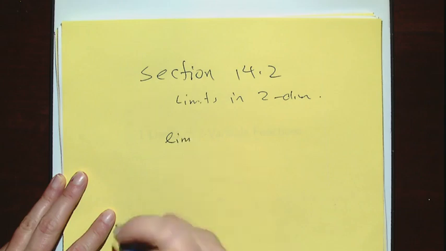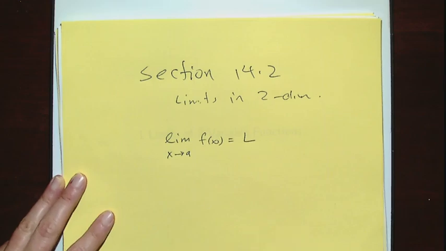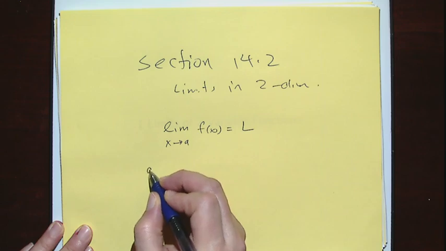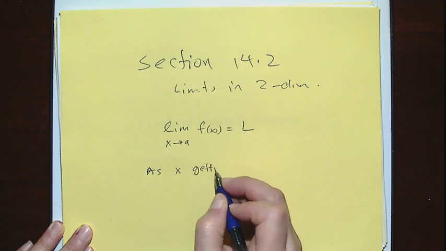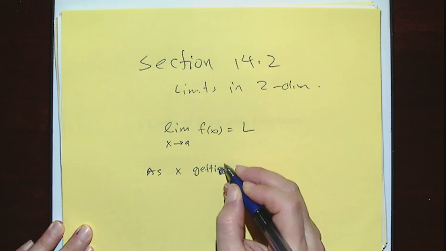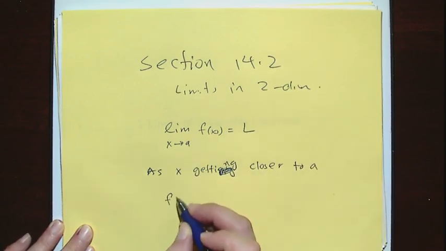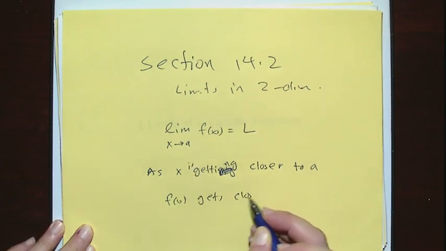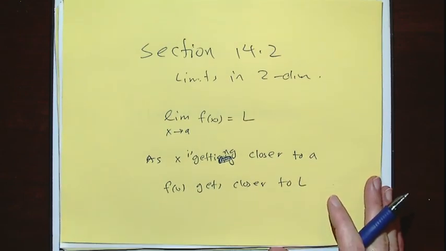Now, let me remind you, when we were doing limits in one dimension, what was the shape of the limit? You would write limit as x approaches a of f of x equal to L, right? What did it loosely mean? It meant as x is getting closer to a, f of x gets closer to L, right?